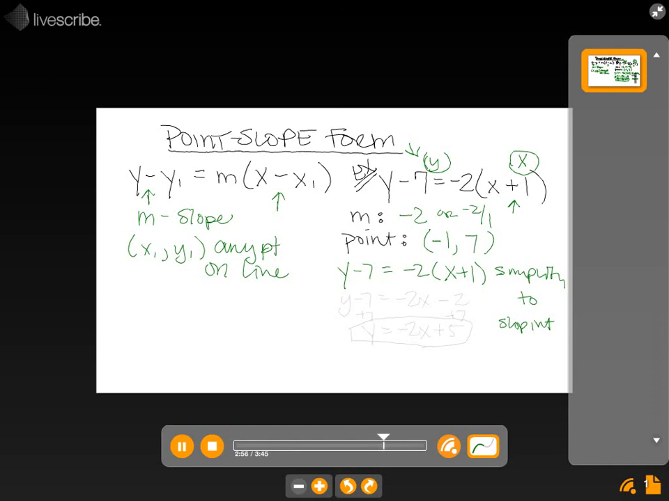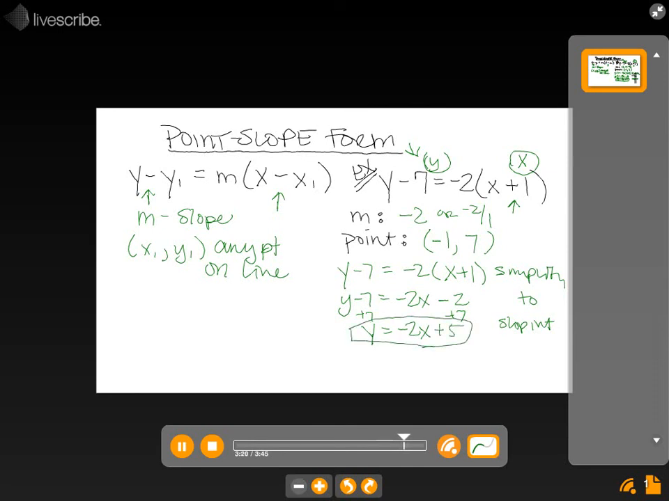Here's our original problem. We're going to distribute the negative 2 through. Y minus 7 equals negative 2 times x is negative 2x. Most people forget to go to the second one. Negative 2 times 1 is minus 2. Then we add 7. Y equals negative 2x. Negative 2 plus 7 is positive 5.